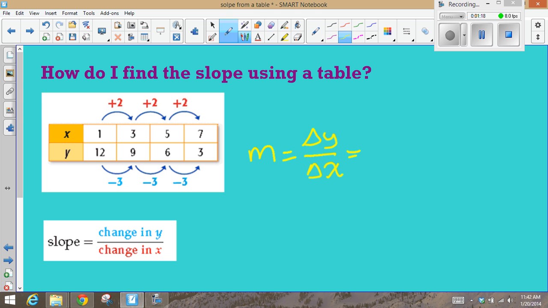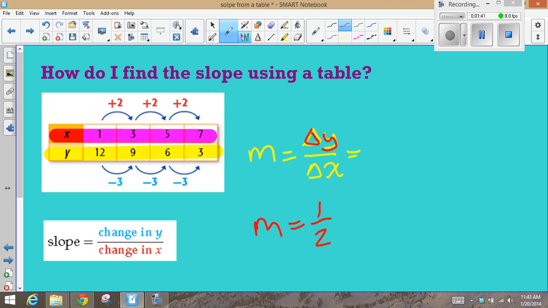So you do want to be very careful because most of the time when you make tables, y is on the bottom and x is on the top. But when I do my slope, it's the change in y that goes on top. So I'm going to find my changes, but I'm going to make sure I put that y on top because remember, a slope of 1/2 and a slope of 2 over 1 are very different lines. They aren't the same, so you can't flip them. They have to be in the right place.